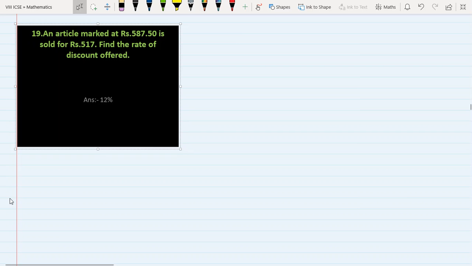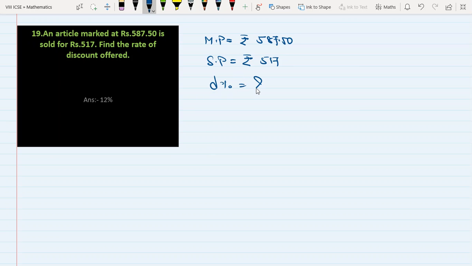An article is marked at rupees 587.50. So again the mark price is given, rupees 587.50. It is sold, meaning the selling price, at rupees 517. Find the rate of discount percent. So this is also very interesting. How you can solve this, I'll tell you.